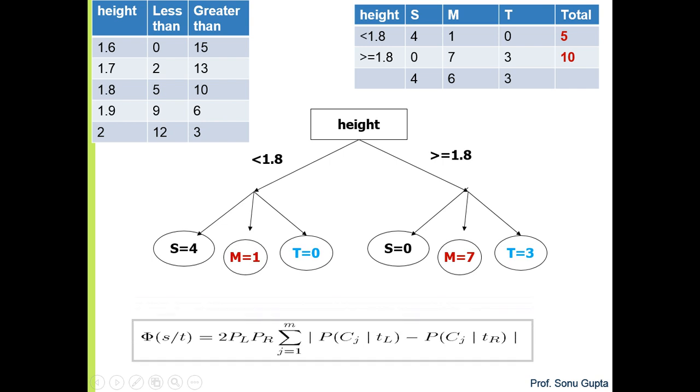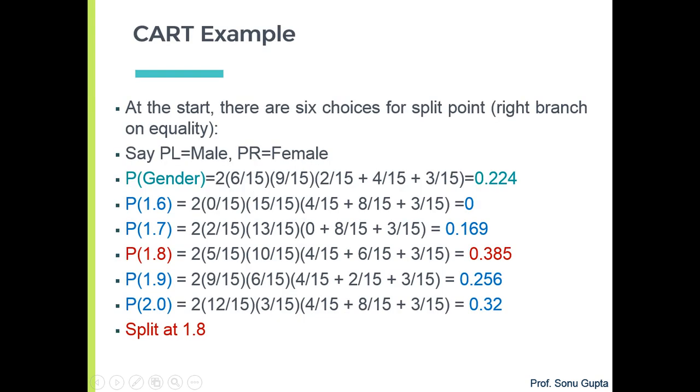Similarly, you calculate it for 1.8 also. In fact, you calculate it for all possible values, in the sense you calculate it for gender, you got this value. You calculate it for all the possible values of heights. In this, what do you find? Where are you getting the highest value of the CART over here? It is in this. So the first split which is going to happen in this decision tree is, at the root node itself you will check, is the height less than 1.8 or is the height greater than 1.8.